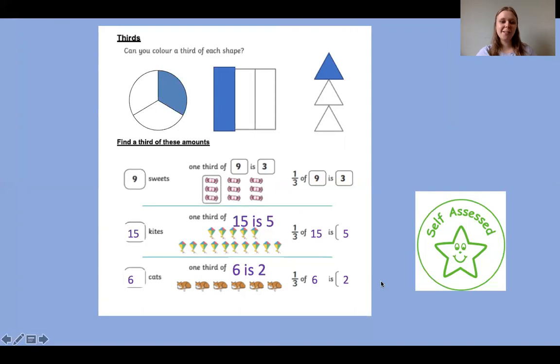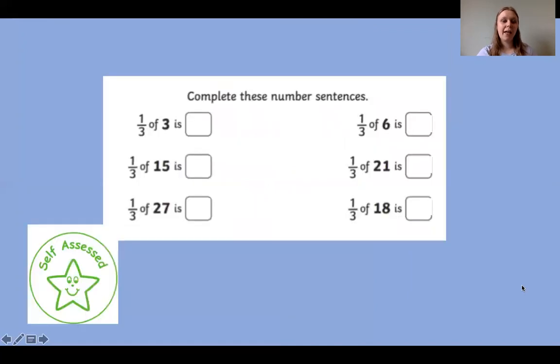Check your answers, make sure you have corrected them and see where you've gone wrong. And now we're going to look at the last one. So the number sentences. 1/3 of 3 is 1. 1/3 of 15 is 5. 1/3 of 27 is 9. 1/3 of 6 is 2. 1/3 of 21 is 7. And 1/3 of 18 is 6.